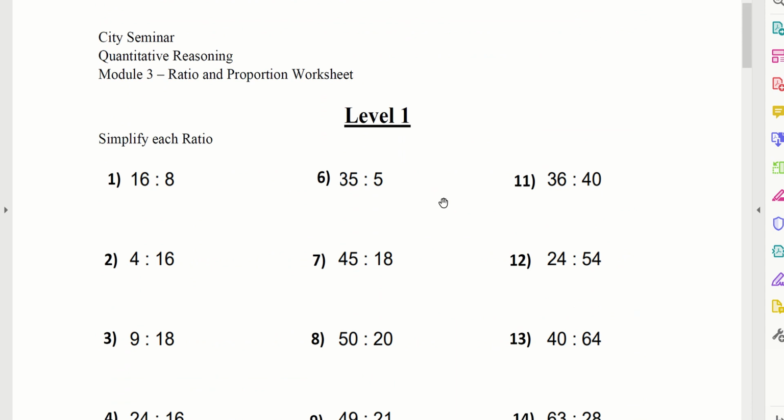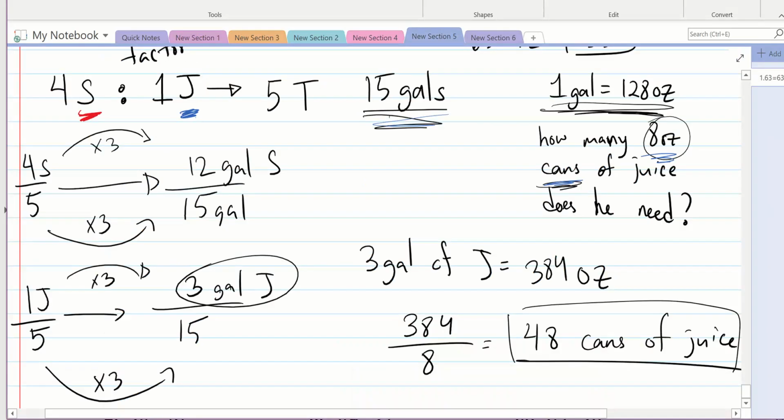And it starts off with simplifying ratios, right? That's what I want to go over a little bit in the beginning. So I told you about how to calculate ratios. I told you about part to part, part to whole. Now I want to talk about simplifying ratios, because once you simplify these, it makes life a lot easier. So let's go over the first two. Let's go over 1 and 6. So 1 is 16 to 8, and 6 is 35 to 5.